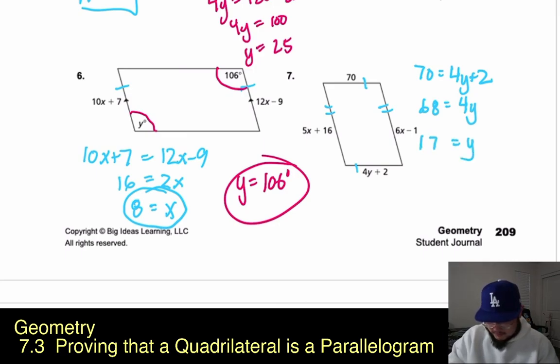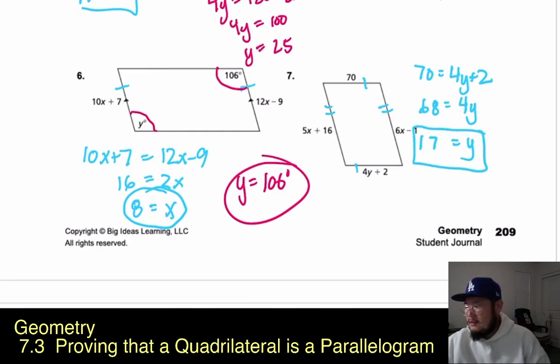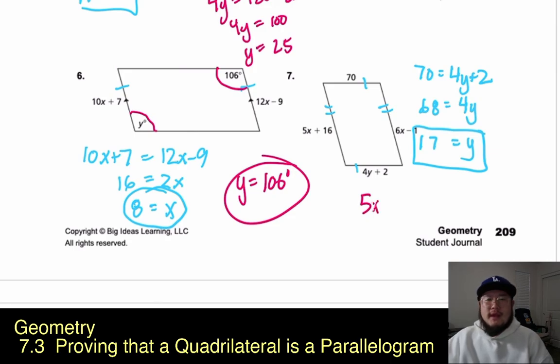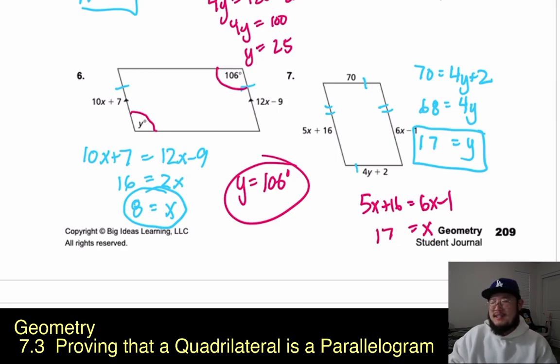All right, beautiful. And then let's go ahead and figure out what x is. Let's take the 5x plus 16 is equal to 6x minus 1. And we'll go ahead and solve for x. We'll subtract 5x from both sides, and we'll add 1 to both sides. 16 plus 1, that's 17. And both x and y happen to equal 17. All right, there you have it, 7.3, proving that a quadrilateral is a parallelogram.